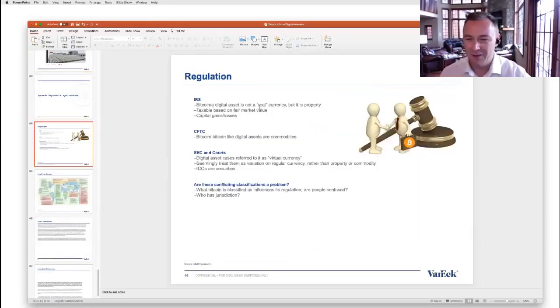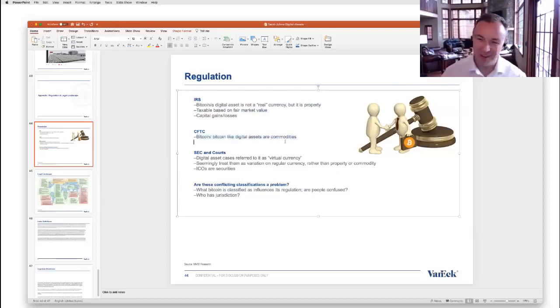So obviously, and this is something that Janet Squitieri, who was an alumna of St. John's, recommended me talking about, the regulation is just trying to catch up with all of this. The IRS, the CFTC, SEC, and the courts are trying to figure out what digital assets are. And that's something that you should also keep in mind. If you trade digital assets, you have to pay tax on it, and it is property by definition from the IRS. The CFTC says Bitcoin and most digital assets are commodities, so a different definition. The SEC and courts say that it's virtual currency.